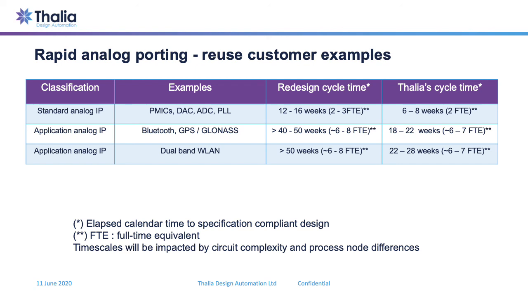At Thalia, we have a track record of working on applications ranging from baseband all the way to RF front-end applications. What you see on the screen are examples of reduction to the design cycle time that we were able to bring to customers' designs. We are partners of choice with multiple IP vendors in Europe, and what you see here are time savings of up to about 50% on applications ranging from PMIC all the way to Wi-Fi IP.